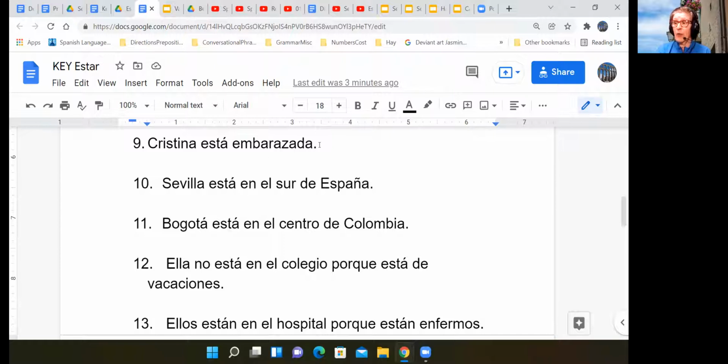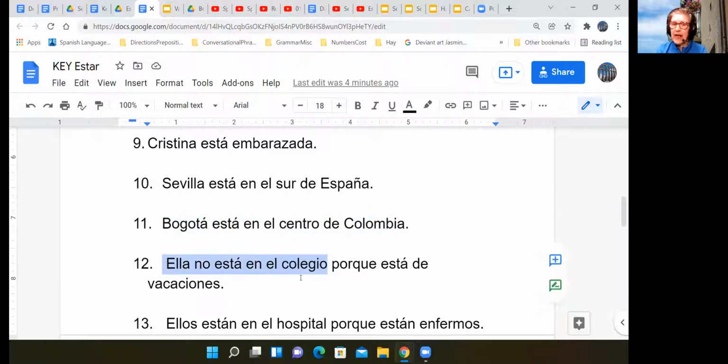Now, whereas embarazada is a very temporary condition, a health condition, now we're going to talk about locations. Sevilla, Seville. Sevilla está en el sur de España. Sevilla is located en el sur, in the south de España, right? Bogotá está en el centro de Colombia. Bogotá is located en el centro de Colombia, in the center of Colombia. Okay.